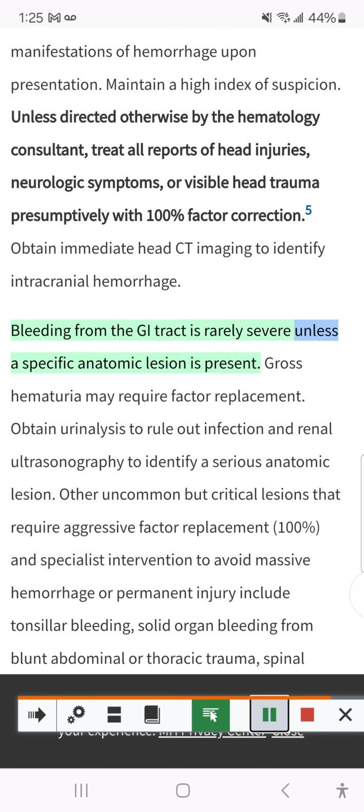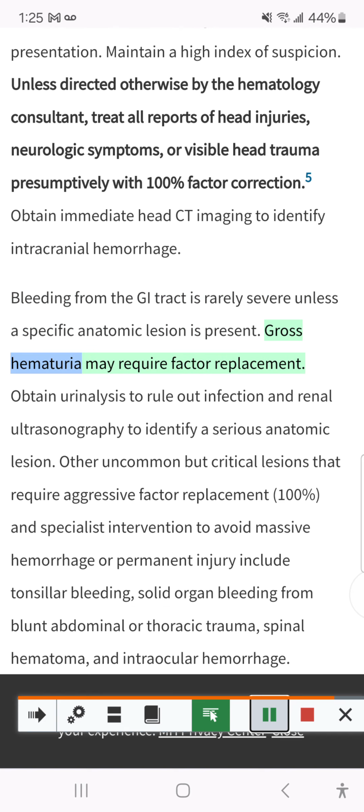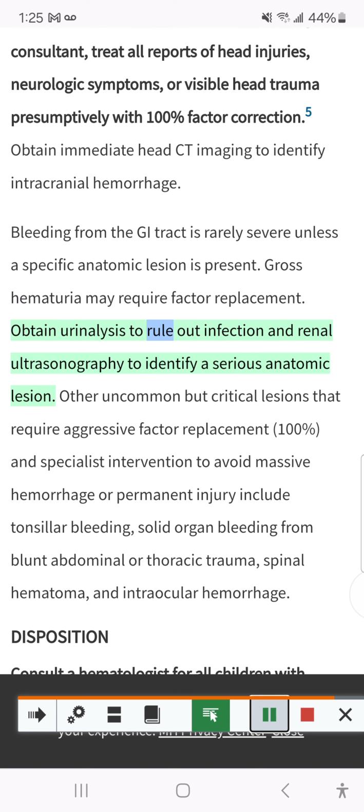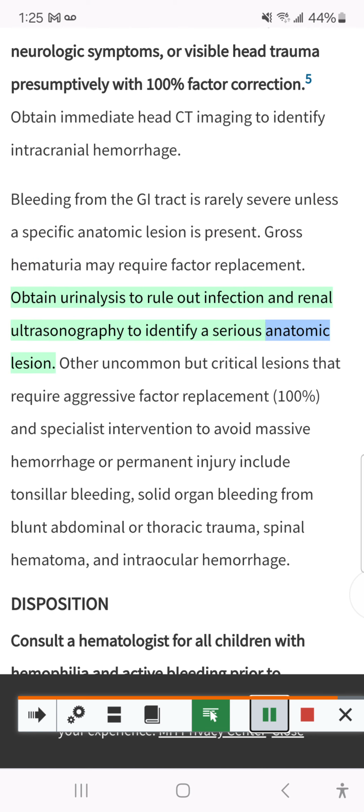Bleeding from the GI tract is rarely severe unless a specific anatomic lesion is present. Gross hematuria may require factor replacement. Obtain urinalysis to rule out infection and renal ultrasonography to identify a serious anatomic lesion.